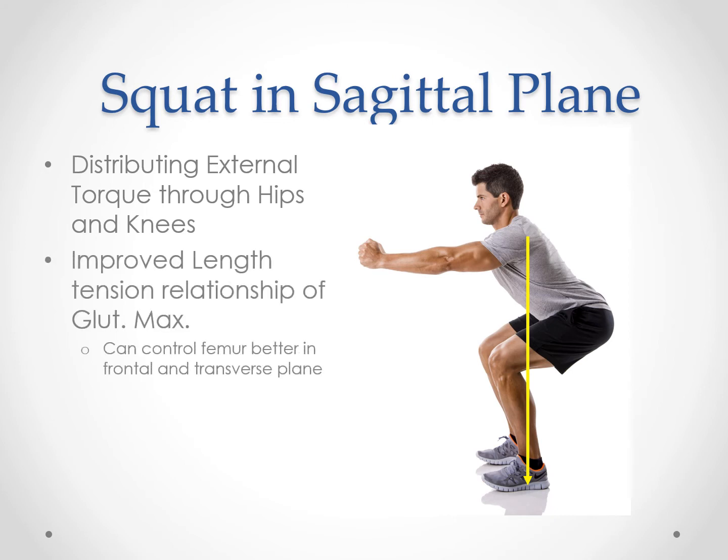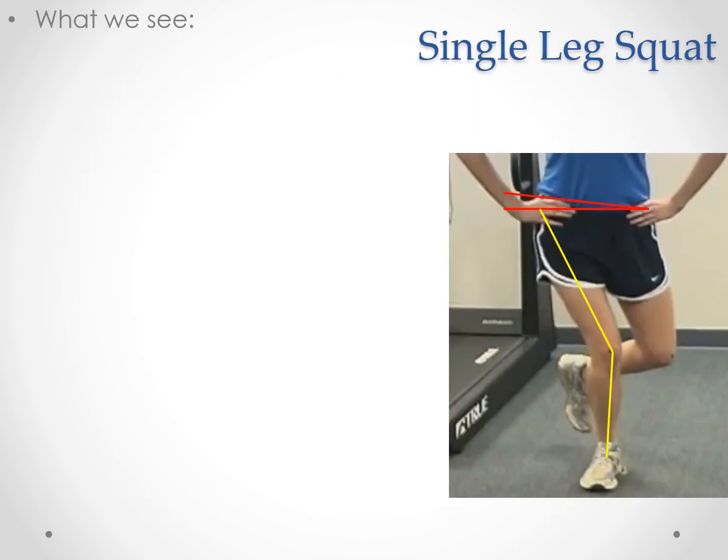And also, by deploying that anterior pelvic tilt and stretching out the glute max in the sagittal plane, they improve the length-tension relationship and are better able to control the femur in the frontal and transverse plane, which can help prevent the issues that we've been talking about a little earlier in this presentation. As we go through these next couple of slides, I'll also describe how they're organized.